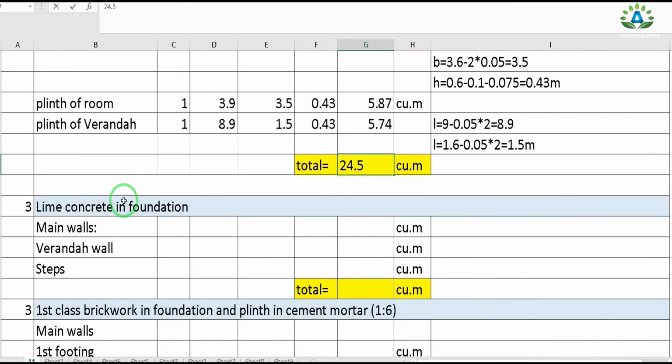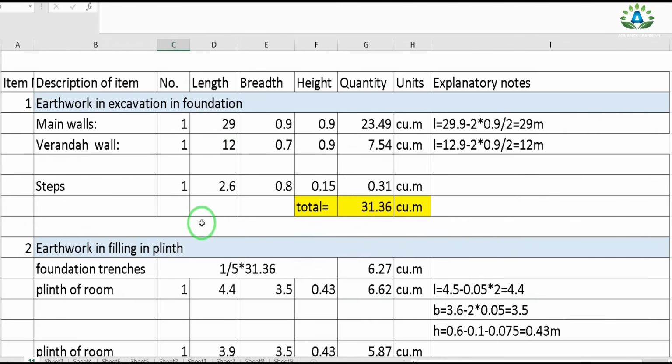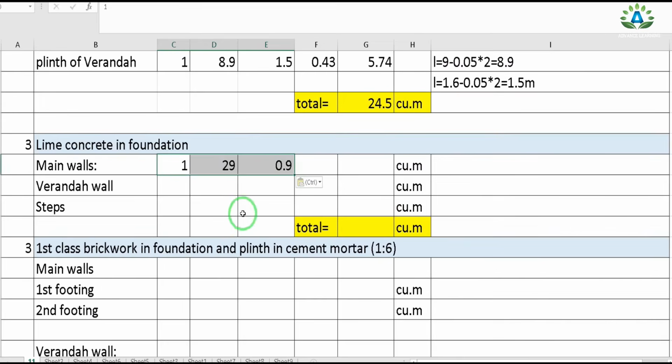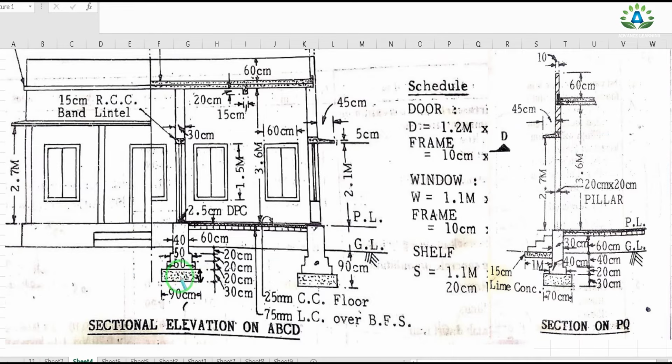Now our next step is to calculate this lime concreting foundation, and the length and breadth is same as this earthwork in the foundation, only the height will be different. So I can simply copy all these numbers, length and breadth, and the height of this lime concrete is, this is our dotted portion which is the lime concrete.